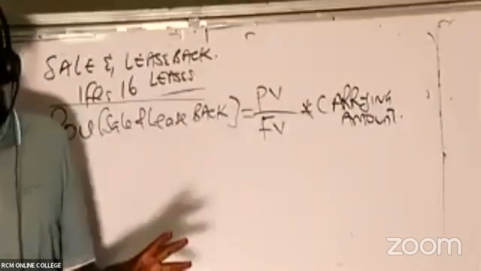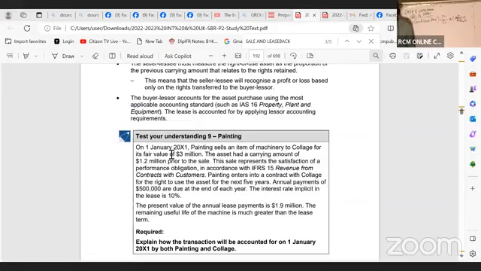So you can see on 1st January 2011, Painting sells an item of machinery to College for its fair value of 3 million. So fair value, FV. Fair value, at times they use the word market value. Fair value and market value are one and the same thing.